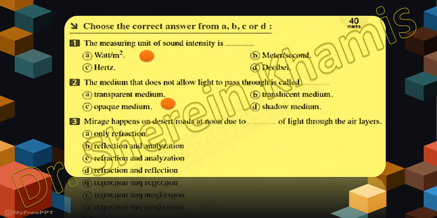We call them total internal reflection, or we can say reflection and refraction. We have only refraction, no. Reflection and analyzation, no. Refraction and reflection and analyzation, refraction and analyzation, also no. The last one will be the right answer, refraction and reflection. Okay, let's go into question 4.